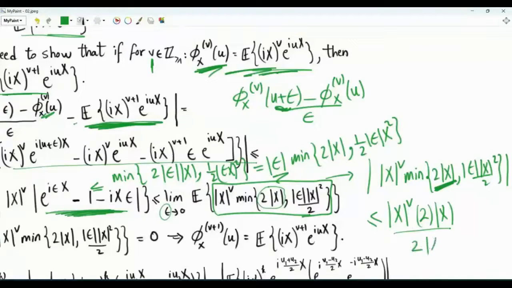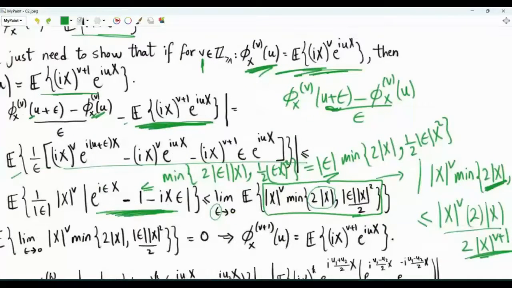Now this upper bound is 2 times the magnitude of x to the power v plus 1. If we apply expectation to this upper bound, will we get a finite number? Yes, we get a finite number, assuming that random variable x has a finite moment of order v plus 1. Therefore, we can apply the dominated convergence theorem. We can take the limit inside.